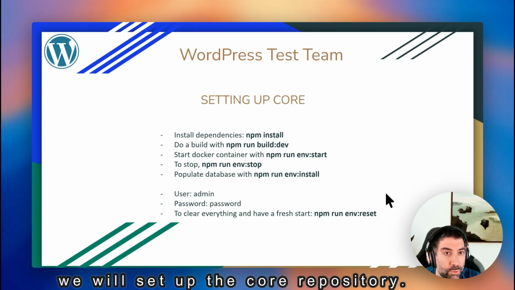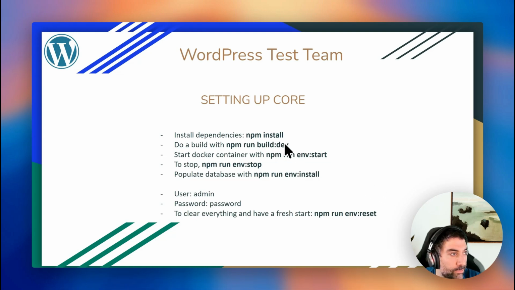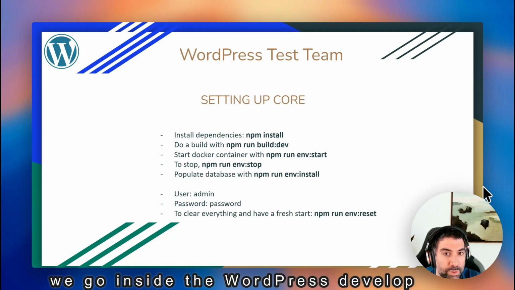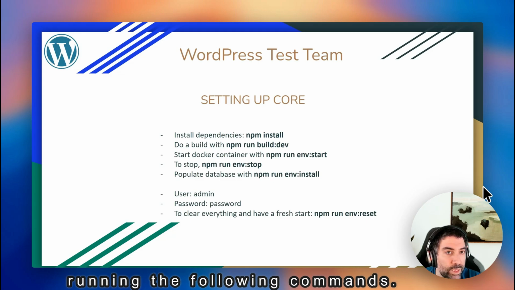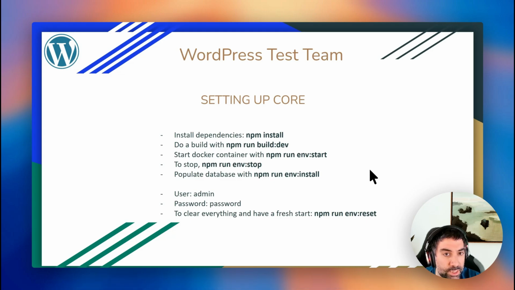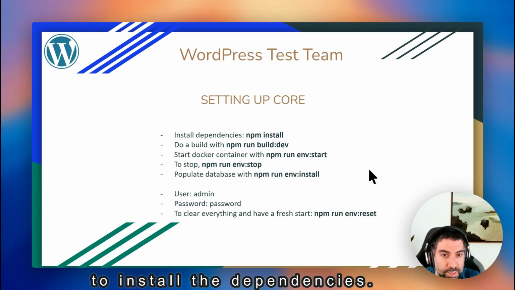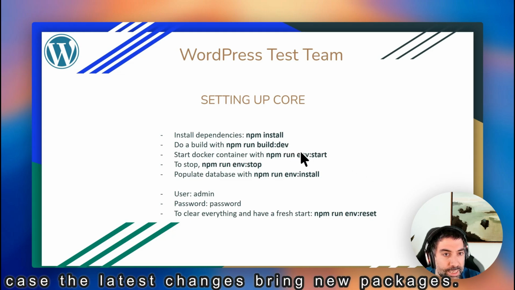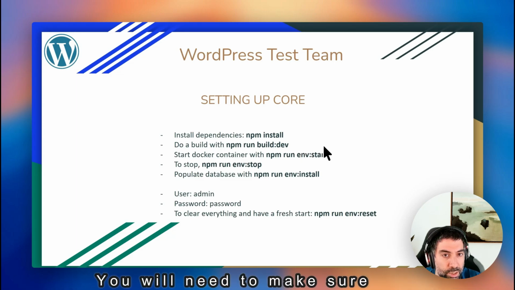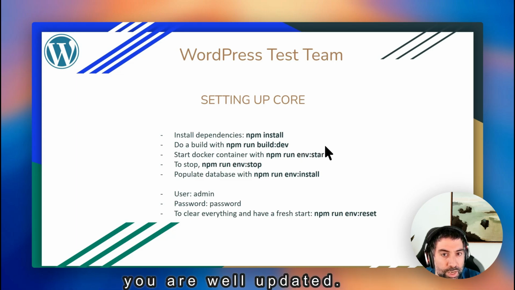First, we will set up the core repository. After cloning, we go inside the WordPress Develop folder we already cloned, and we start running the following commands. First, run npm install to install the dependencies. Do this every time you do a git pull in case the latest changes bring new packages. You will need to make sure you are well updated.